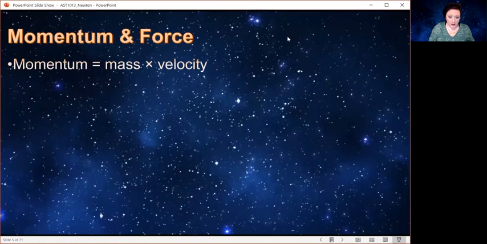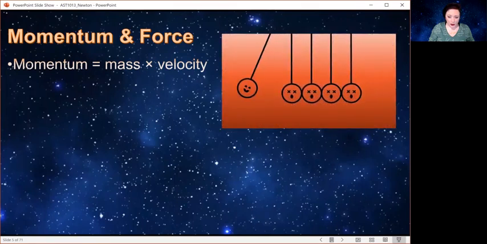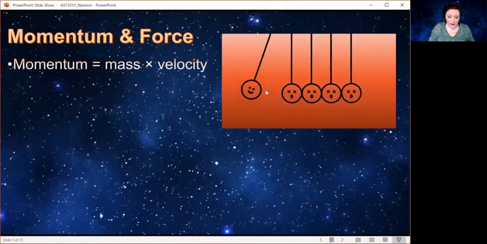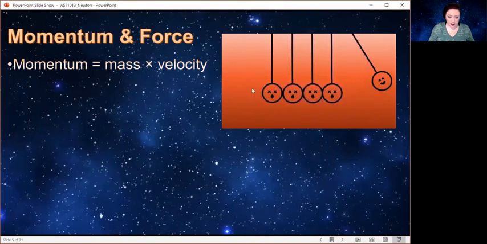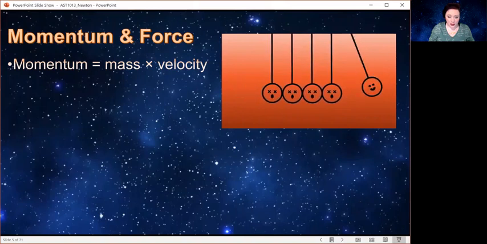Momentum is just mass times velocity. And here you can see a cartoon of Newton's cradle. Here I've got masses that are on the ends of strings, and the end ones are moving side to side. So here you can see this far left-hand ball. When it's moving, it has a momentum that is its velocity times its mass.